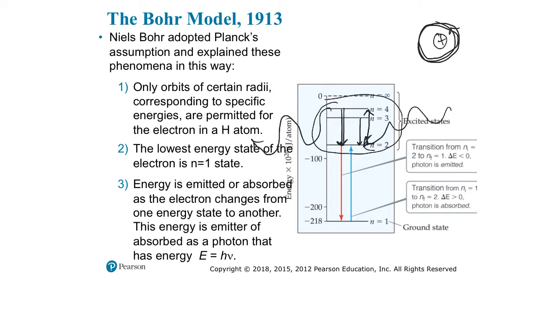So only orbits of certain radii, according to this model, are permitted for the H-atom. The lowest energy state possible is n equals 1, so there's no energy state lower than n equals 1. Energy is emitted or absorbed as the electron changes from one energy state to another. This energy is related to h nu. So the energy emitted or absorbed is related to h nu and the energy change required for the atom.